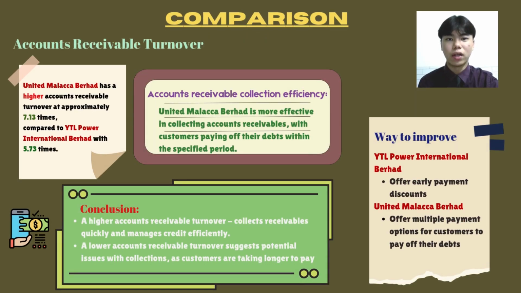Next, account receivable turnover comparison. We can see that United Malacca Berhad has a higher account receivable turnover at approximately 7.13 times compared to YTL Power International with 5.73 times. For account receivable collection efficiency, United Malacca Berhad is more effective in collecting account receivable, with customers paying off their debts within the specified period. In conclusion, a higher account receivable turnover indicates that the company collects receivables quickly and manages credit efficiently. A lower account receivable turnover suggests potential issues with collection as customers are taking longer to pay.